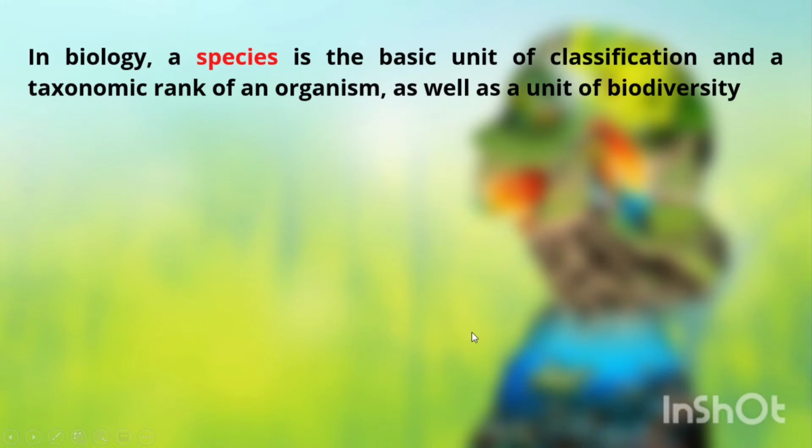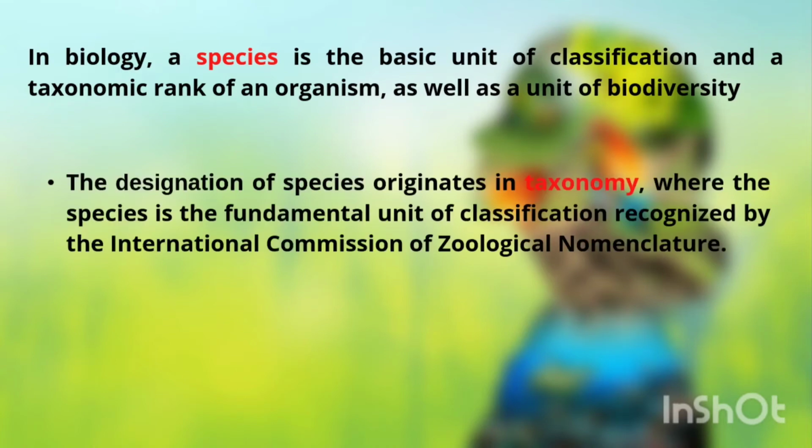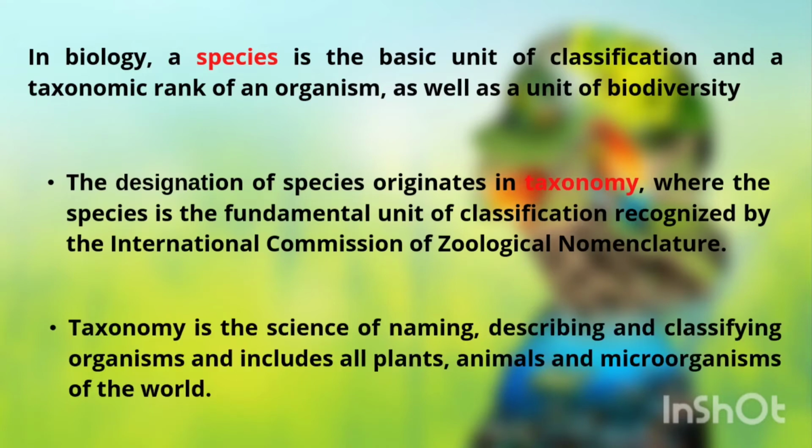In biology, a species is the basic unit of classification and a taxonomic rank of an organism, as well as a unit of biodiversity. The designation of species originates in taxonomy, where the species is the fundamental unit of classification recognized by the International Commission on Zoological Nomenclature. Taxonomy is the science of naming, describing, and classifying organisms and includes all plants, animals, and microorganisms of the world.